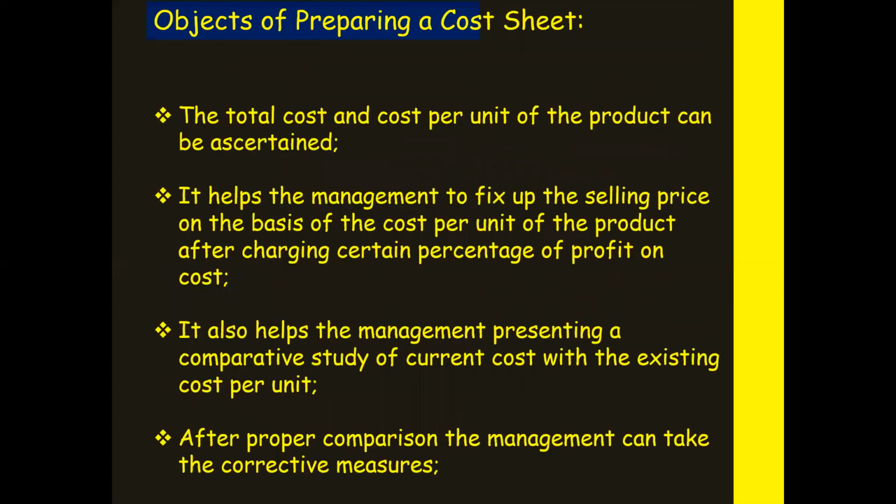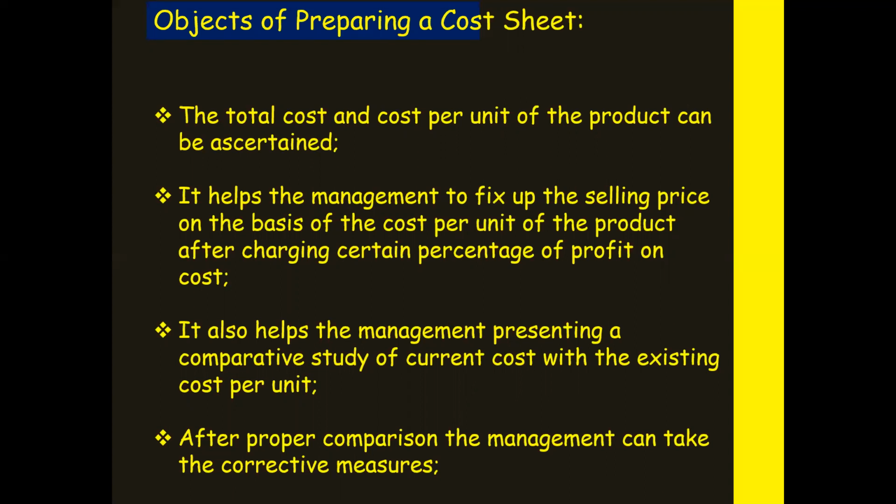Now let's look at the objectives of preparing a cost sheet. The first objective is that the total cost and the cost per unit of the product can be ascertained. It helps the management to fix the selling price on the basis of the cost per unit of the product after charging a certain percentage of profit on cost. It also helps the management by presenting a comparative study of current cost with the existing cost per unit. After proper comparison, the management can take corrective measures.